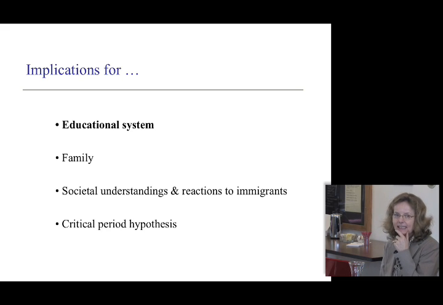But there are, in fact, some estimates of how long it takes immigrant kids to learn English. 3 to 5 years to become proficient in oral or conversational English, and 5 to 7 years to become proficient in academic English. Why didn't I start out with those rather than going through all that?